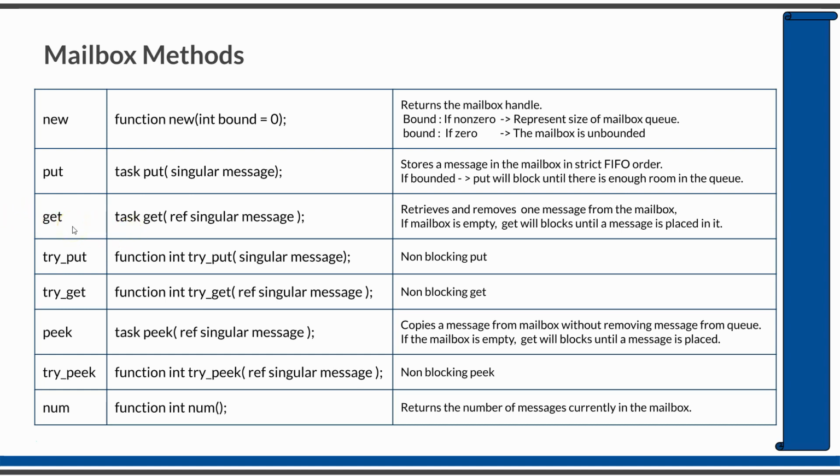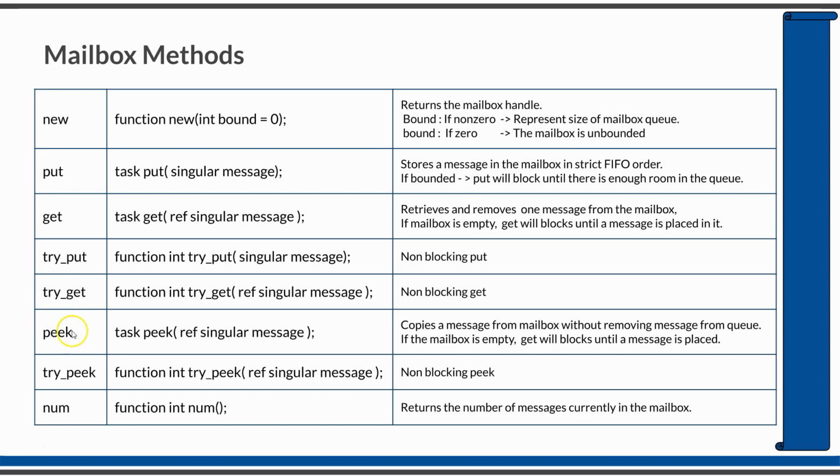Instead of these blocking put and get tasks, you may optionally use the try put and try get non-blocking functions. So these will return in 0 time. It will just check if we can put something into the mailbox, and if it can, it will put, otherwise it will return immediately. It won't wait there to put it. In the same way, the try get will try to get a transaction from the mailbox, and if nothing is available, it will also return immediately. So these are just functions which are non-blocking in nature.